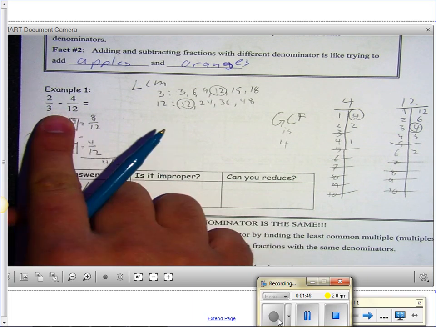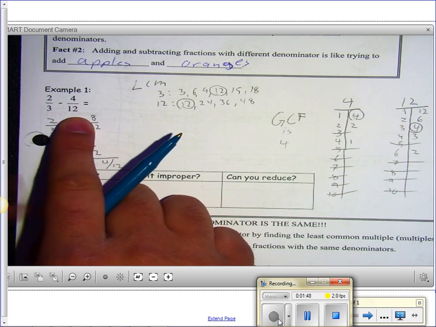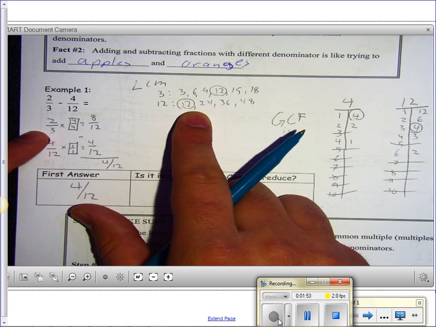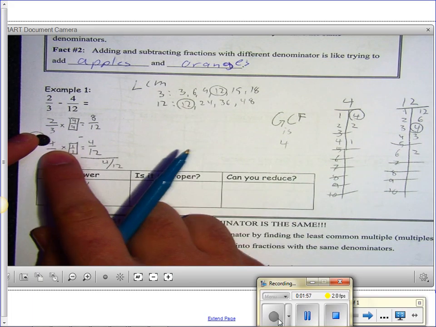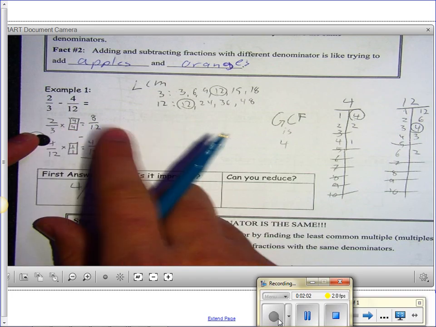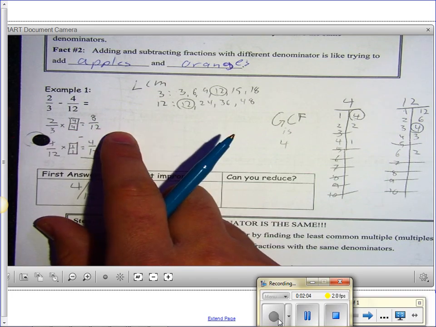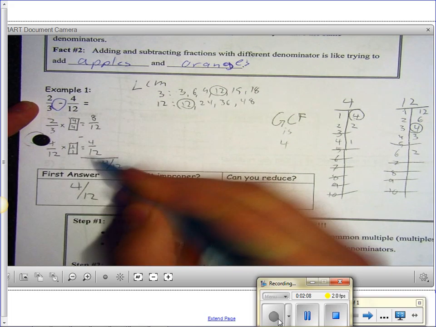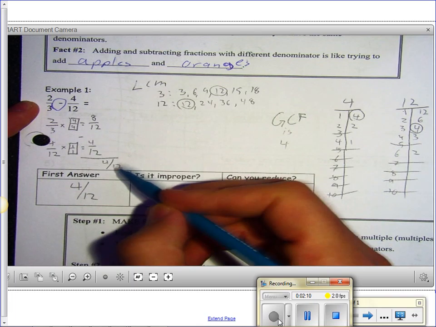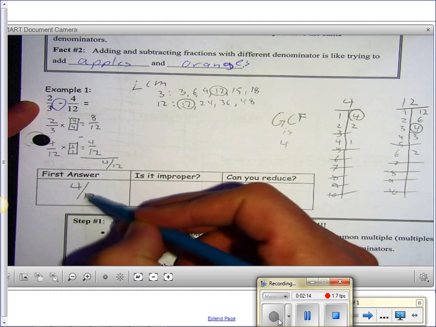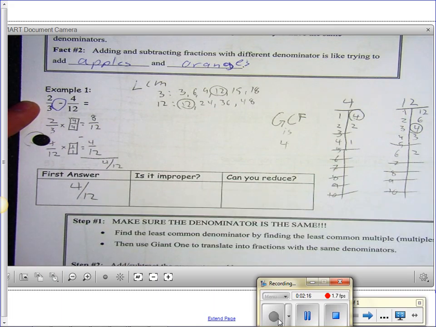This problem is 2/3 minus 4/12. As you can see, I've already found the least common multiple, which is 12. I've also converted each fraction to 12ths by using the giant 1 method and making equivalent fractions. Notice that this is a subtraction problem. So I subtract 8/12 minus 4/12 is 4/12. I'm going to write 4/12 here as my first answer.